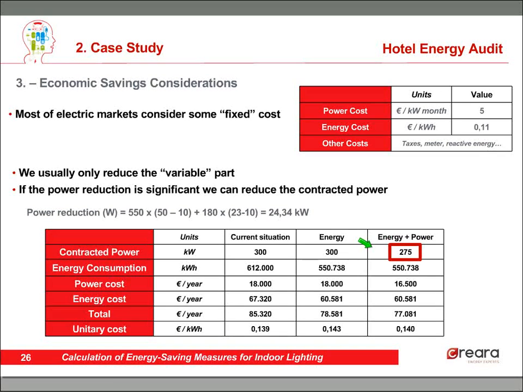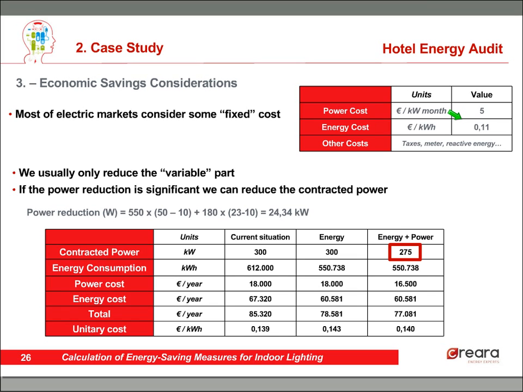In conclusion, being more expensive the energy in Spain, energy efficiency actions are more profitable in Colombia. So we have to take into account not only the energy costs, but also the fixed costs. Let's see an example here. We have in this table the system. This system has a power cost of 55 euros per kilowatt per month, and an energy cost, as we have seen, of 11 cents.